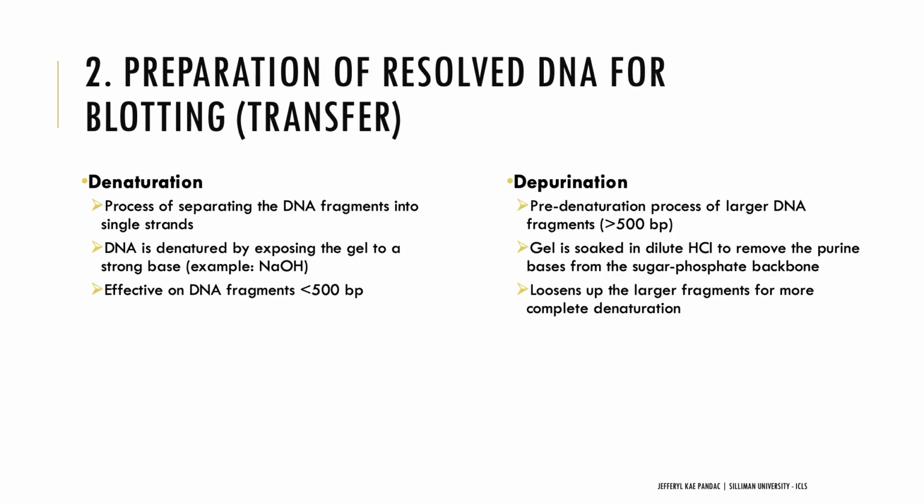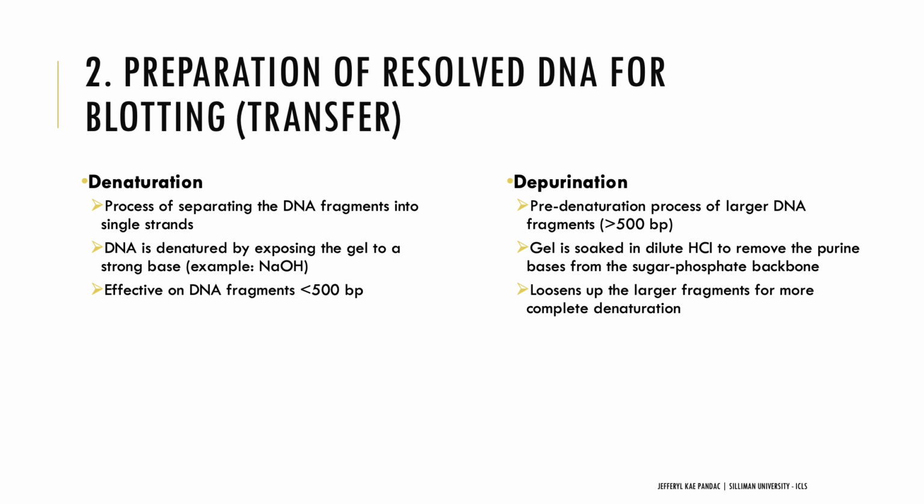The goal of the Southern blot procedure is to analyze a specific region of the sampled DNA. To achieve optimal hydrogen bonding between the probe and its complementary sequence in the resolved sample DNA, the double-stranded DNA fragments in the gel must be separated into single strands and transferred to a nitrocellulose membrane. One preparation procedure done on resolved DNA in the gel is denaturation. This is the process of separating the DNA fragments into single strands. This can be done by exposing the gel to a strong base, such as sodium hydroxide.